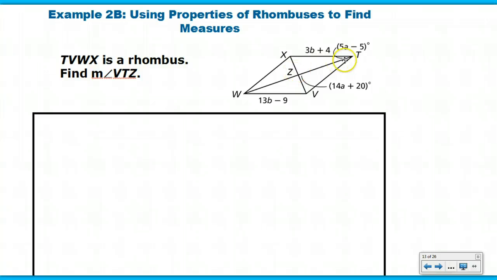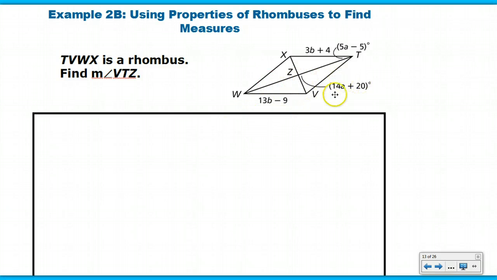Okay, so let's find the measure of angle VTZ. Now, angle VTZ is created by this diagonal TW, isn't it? And we know that that diagonal also creates the other congruent angle, which would be WTX. And here is the expression 5A minus 5, right? So if only we knew A, we could substitute that value into this expression, and we would then know this small angle, which is congruent to VTZ.